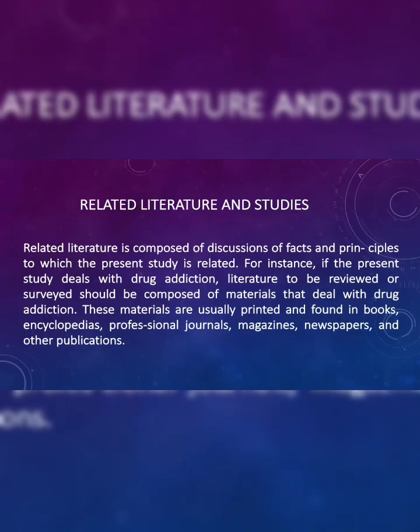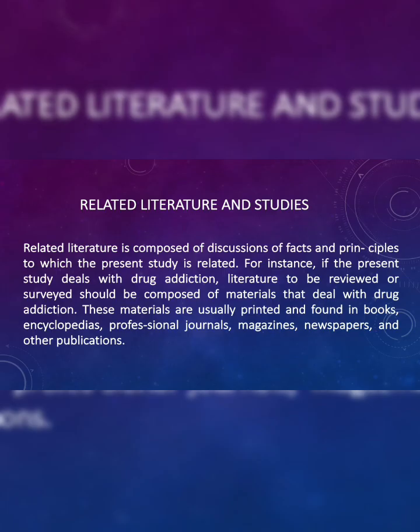Related literature and studies. Related literature is composed of discussions of the facts and principles to which the present study is related. For instance, the present study deals with drug addiction. The literature to be reviewed or surveyed should be composed of the materials that deal with drug addiction. These materials are usually printed or found in books, encyclopedias, professional journals, magazines, newspapers, and other publications.